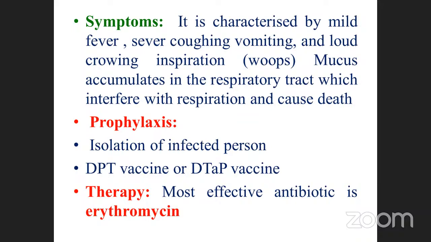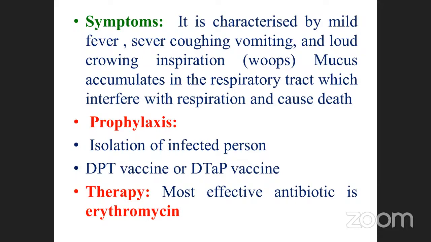This is the DPT vaccine. It is otherwise called, I will tell you in the next slides. For therapy, the most effective antibiotic for whooping cough is erythromycin. Erythromycin is isolated from which microorganism? Erythromycin is red in color, erythro, as if isolated from RBC. That's why. We will see it in the affected person's blood sample or serum, otherwise called serology.